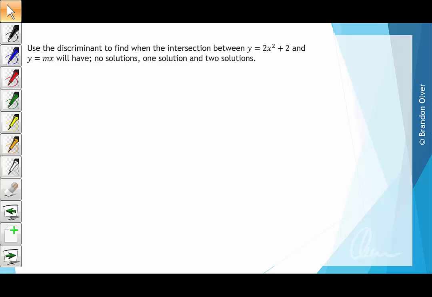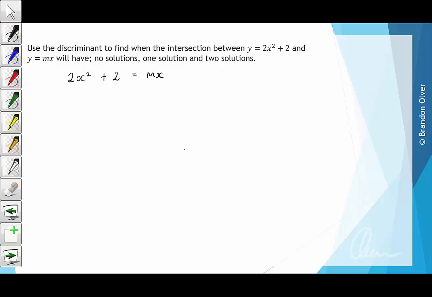In this example, we're going to use the discriminant to find when the intersection between the parabola y equals 2x squared plus 2 and the line y equals mx will have no solutions, one solution, and two solutions. So first off, if we want to find where the solutions would be, we're going to let the two curves equal each other. So we're going to have 2x squared plus 2 equals mx.